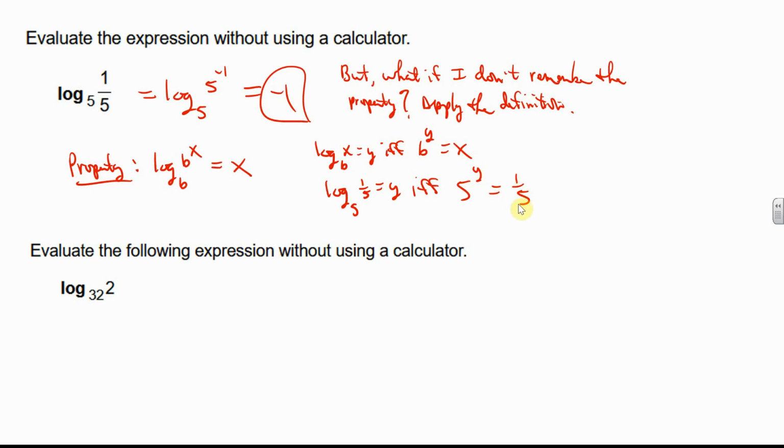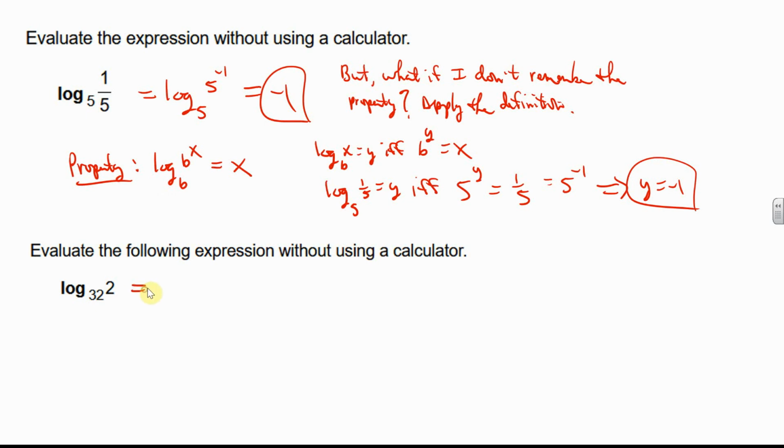Now I need to convert 1 over 5 to the base of 5. Well, that's the same thing as 5 to the negative first power. So now, since the bases are the same, 5 is the base, so the exponents are the same. That implies that y is equal to negative 1. So if you remember the property, fine. If you forget the property, make sure you know that definition. All right.